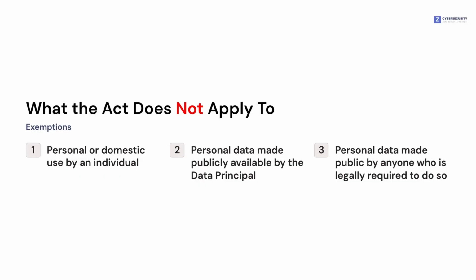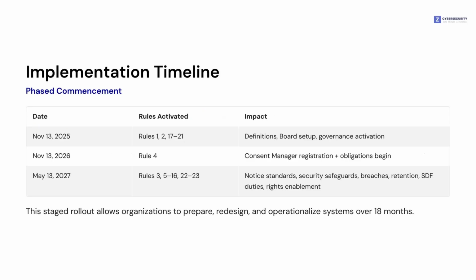Now let's talk about timing, when each DPDP Act obligation actually begins. DPDP Act implementation timeline. The DPDP Act rollout happens in 3 major phases. November 13th, 2025, Rules 1, 2, and 17 to 21 go live: definitions, governance, DPBI setup. November 13th, 2026, Rule 4 activates. Consent managers become regulated entities. May 13th, 2027, all remaining DPDP Act rules activate: notices, rights, security, breaches, retention, and SDF obligations. The staged rollout exists so organizations can prepare, but only if they start early. If you'd like a full DPDP Act readiness roadmap with dates and tasks, check the I button on your screen now.